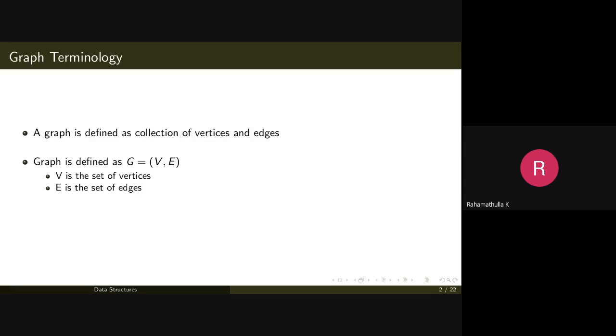A graph is defined as a collection of vertices and edges, a collection of nodes, and interconnecting these nodes you will be getting edges. Mathematically, a graph is defined as G equal to (V, E). V represents the set of vertices and E is the set of edges.